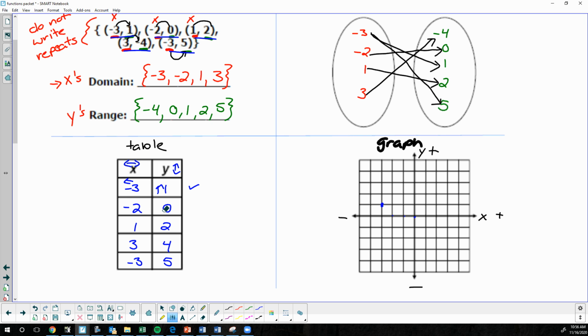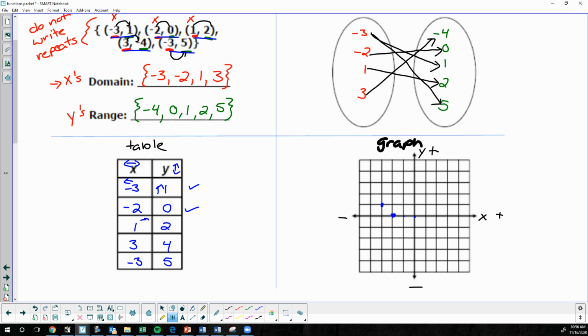This is -2, 0, which means I go left 2 and up or down nothing. So I go left 1, 2, and I go up or down nothing. So I stay right there. So you need to graph these points on your paper. That point is graphed.